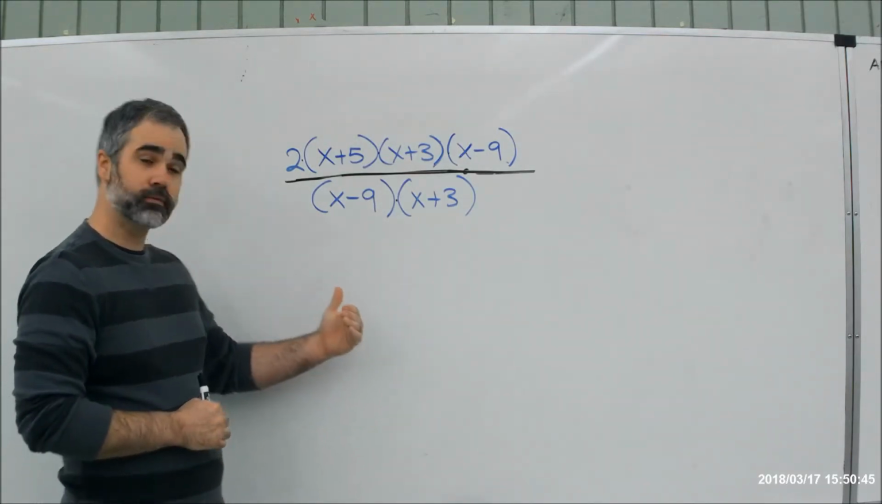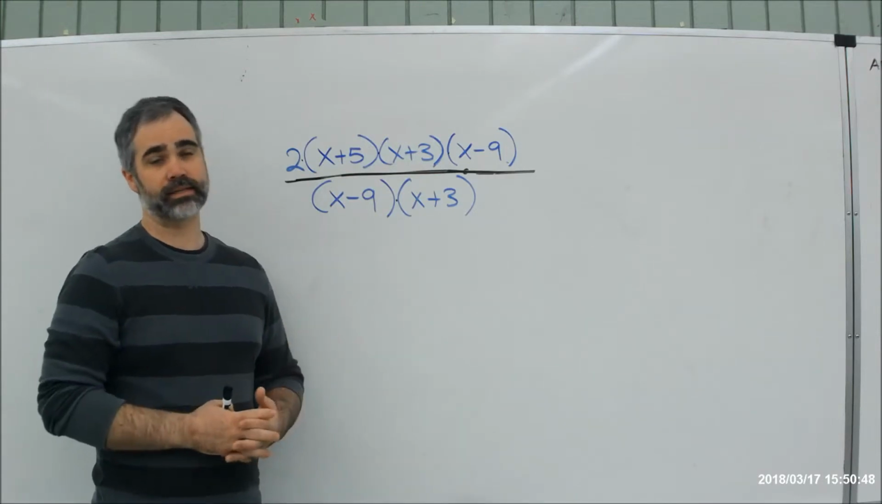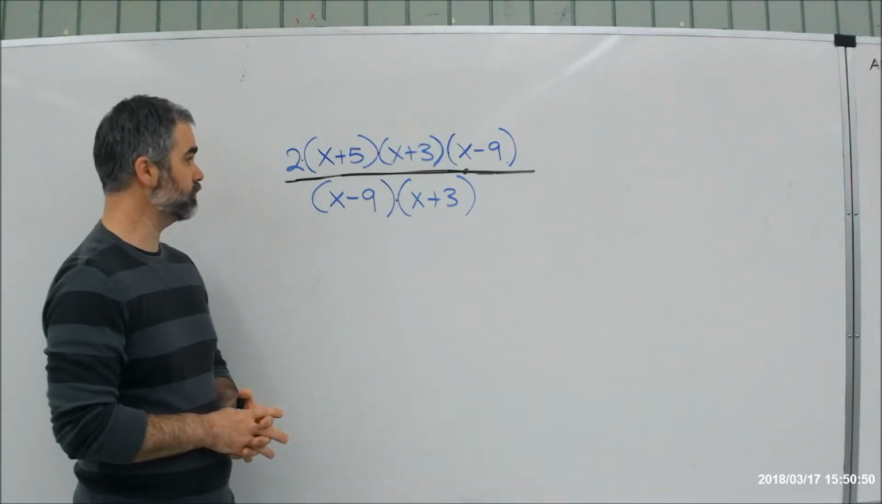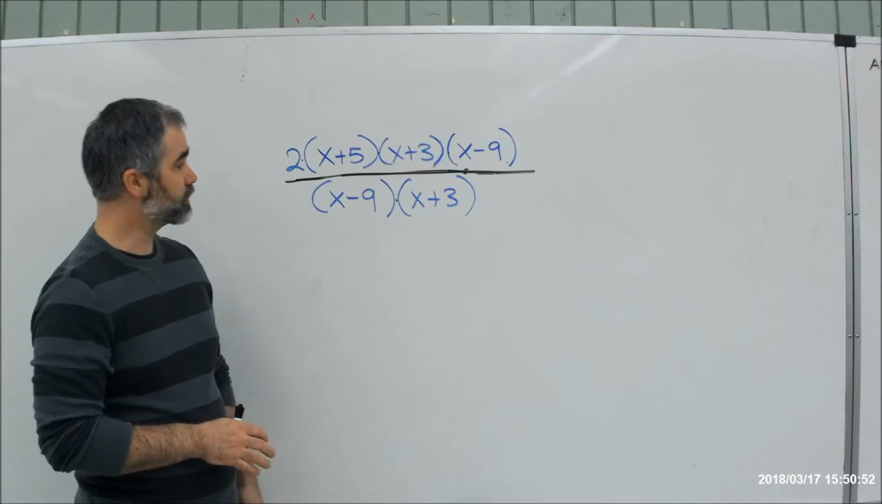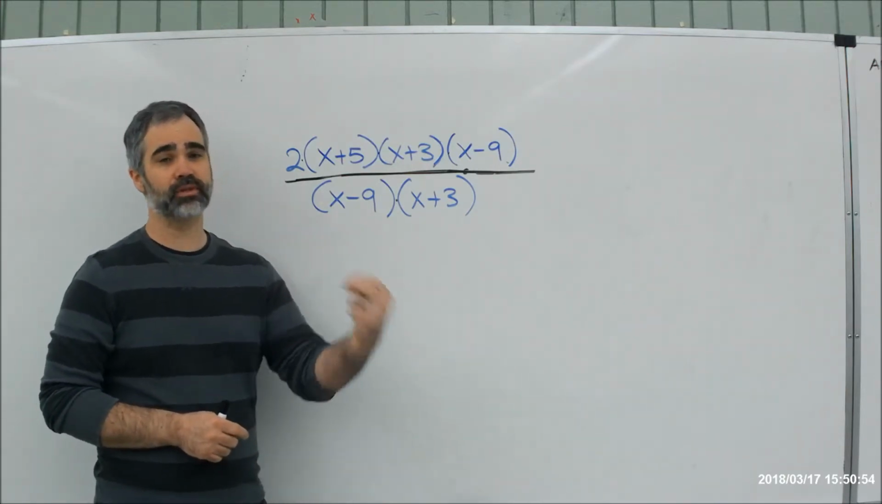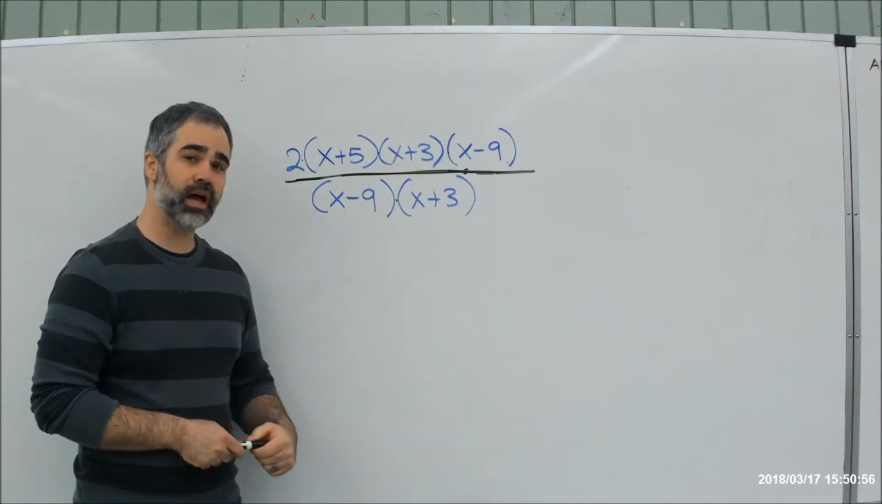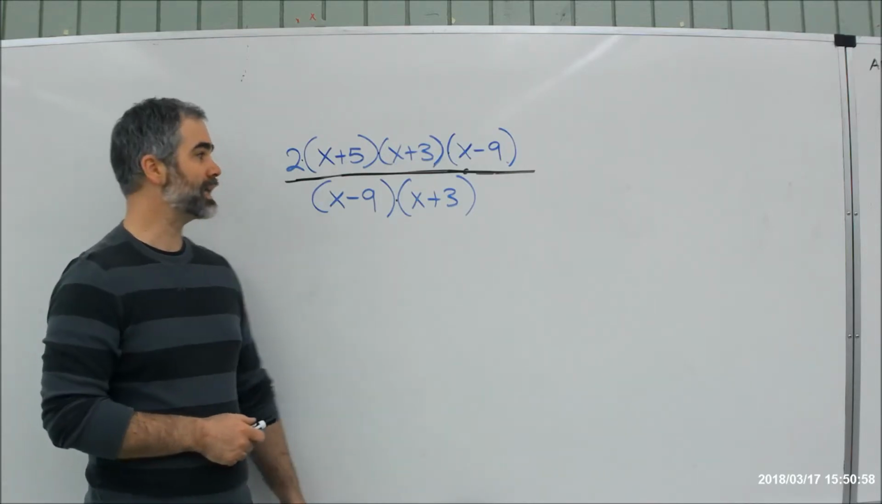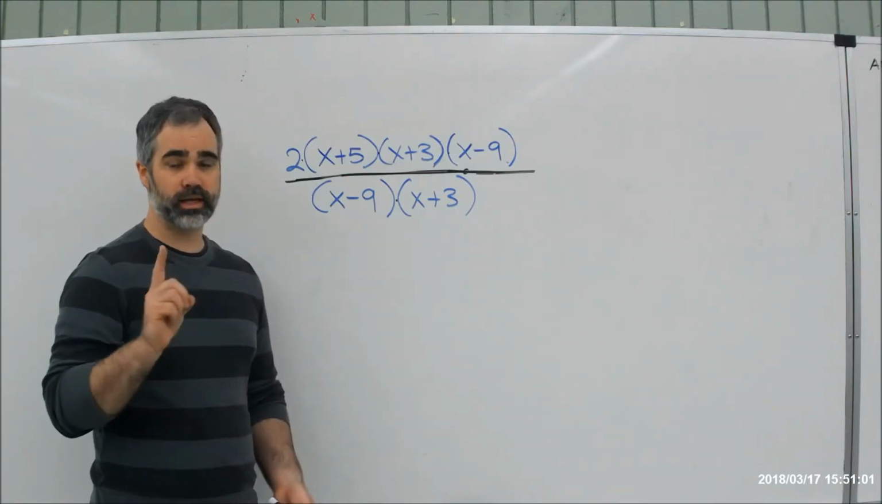Now what we're going to be looking for here is we want to simplify at the very end. That's kind of the goal. So in this particular case, I'm going to be looking for things that are the same on the top and the bottom. Things that are the same on the top and the bottom will cancel out. They cancel out because they divide into 1.